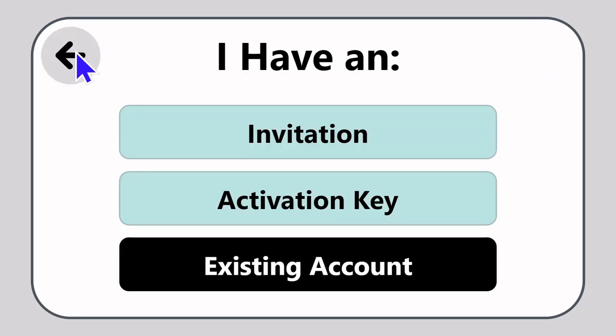I'm going to click the back button here and come back out. So again, invitation is from an organizational level user. So you're a student or an employee or someone who's receiving an invite from someone in your organization to use Prodigy. And an activation key is for an individual.